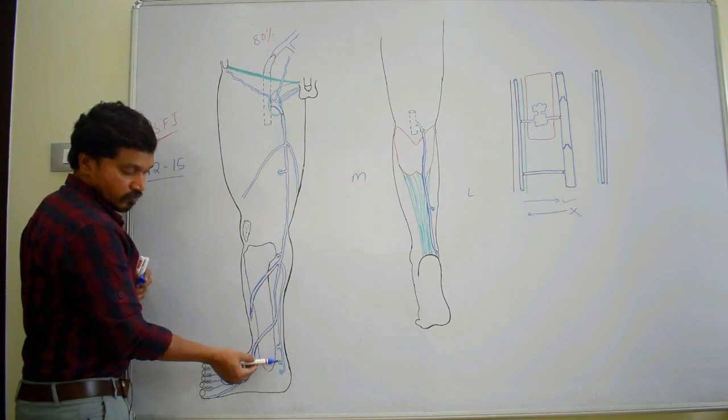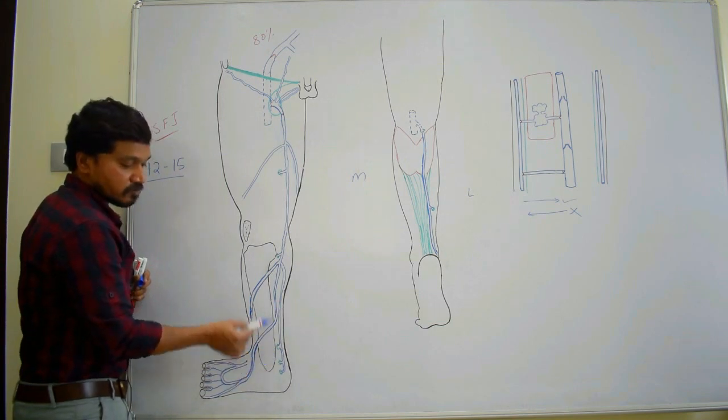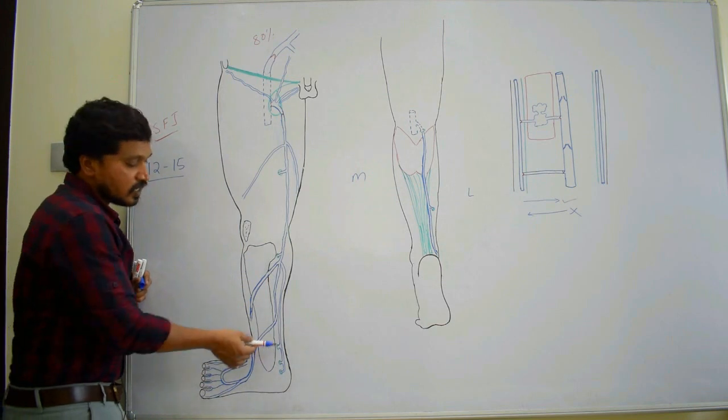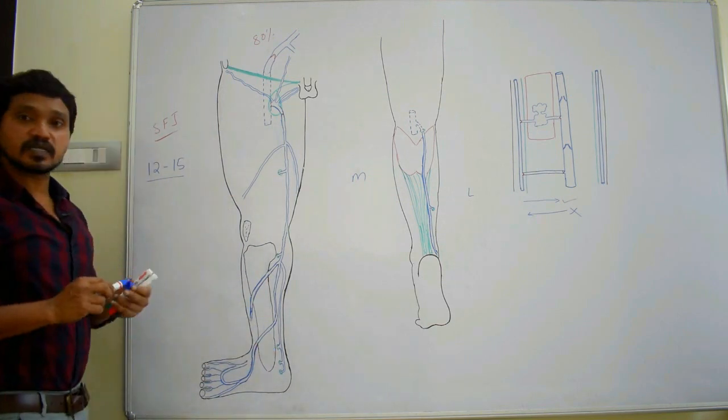In between these two perforators, there will be the middle perforator. It is present at the level of the upper margin of the medial malleolus. It is also connecting the posterior arch vein with the posterior tibial vein. So these are the perforators.